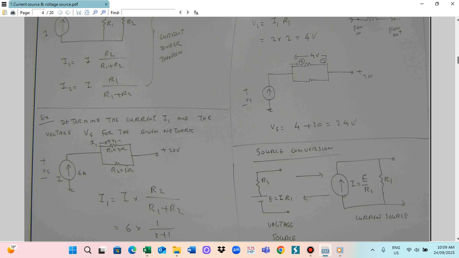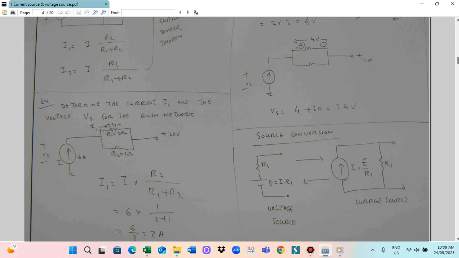And current source means that the current and the resistance are connected in parallel. The current I you can calculate as E divided by R1, and this resistance R1 is in parallel. So this is for the current source. If you see a voltage source, you can transfer it to a current source. If you find a current source, you can change it to a voltage source. So we can interchange the current source and voltage source. This is source conversion.